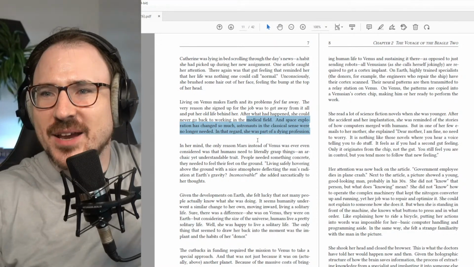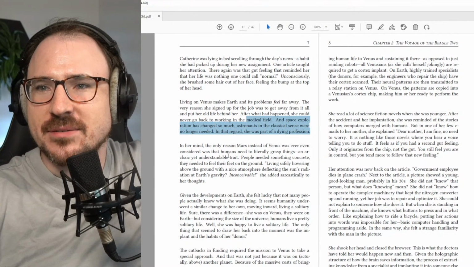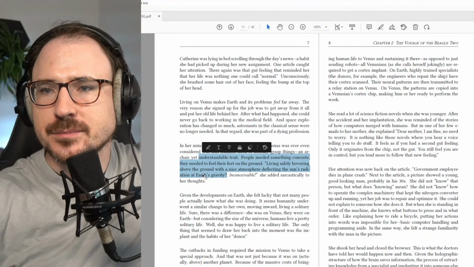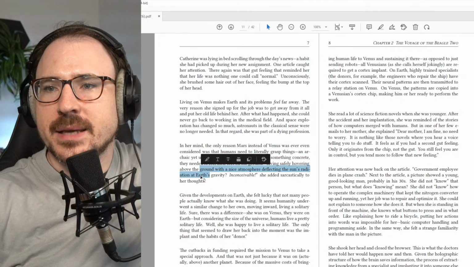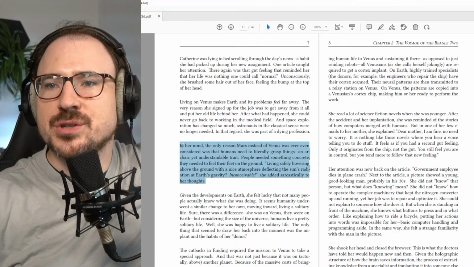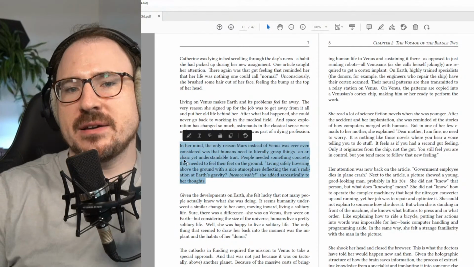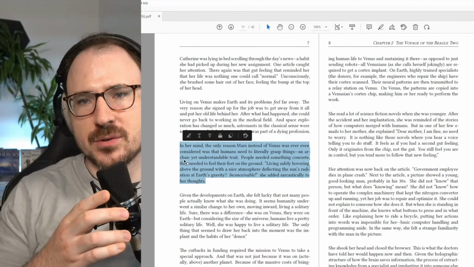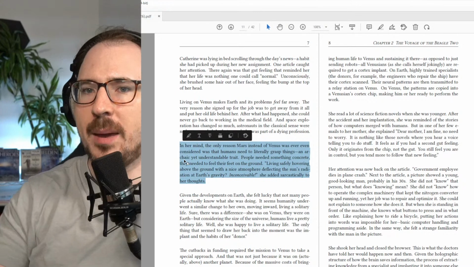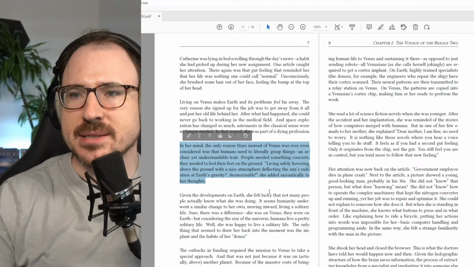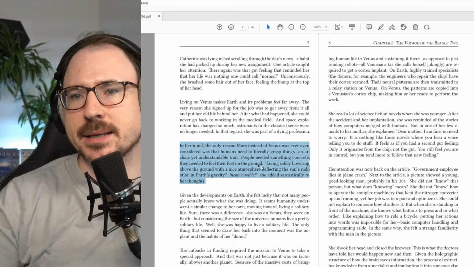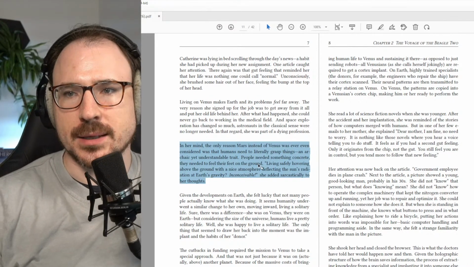In her mind, the only reason Mars instead of Venus was ever even considered, well, that is now. Here, of course, the challenge is, who is she talking to? Whenever you have only one person, it's harder to do that exposition, because those thoughts are usually more abstract. Maybe if she reads an article and comments on it or something like that.